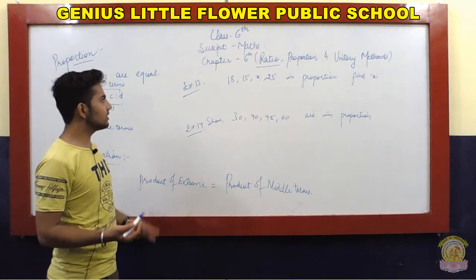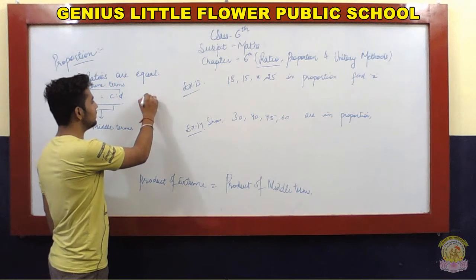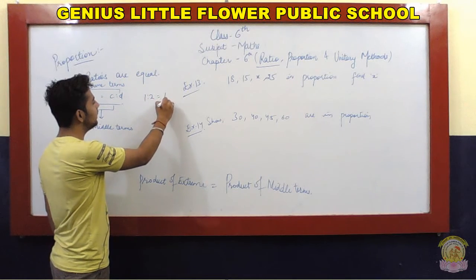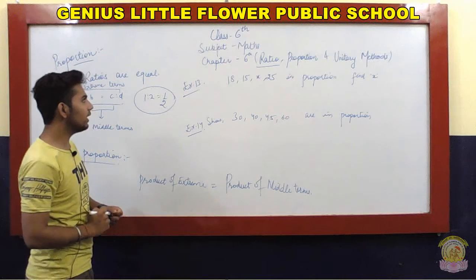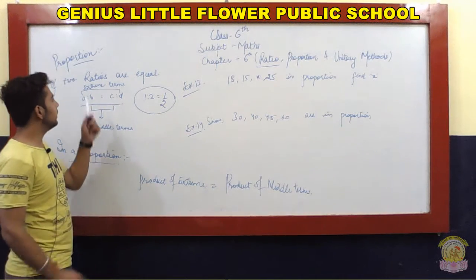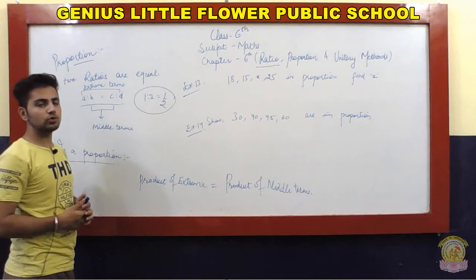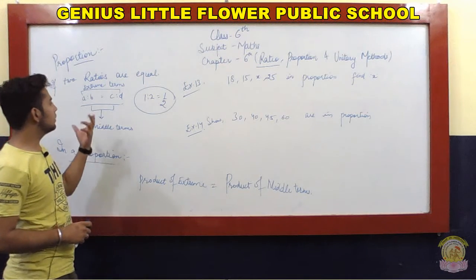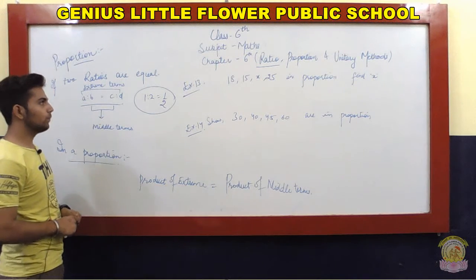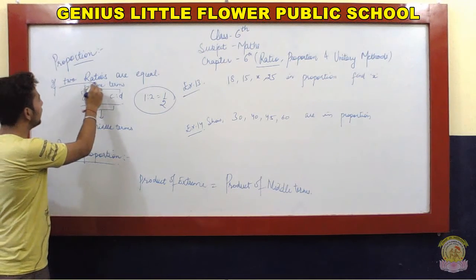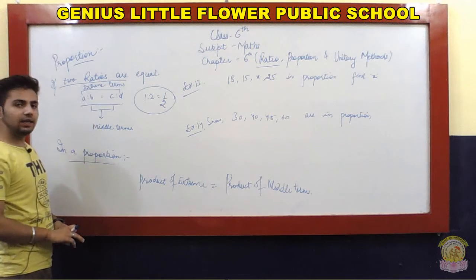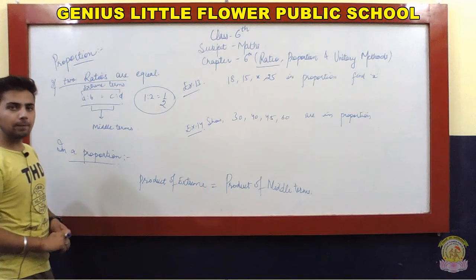Okay, so ratio is basically division. 1:2 means 1/2. It generally means a division. Now we are going to learn proportion today. So what is proportion? Proportion is a meaningful use of ratio. How? Because if two ratios are equal, then we can call it a proportion.